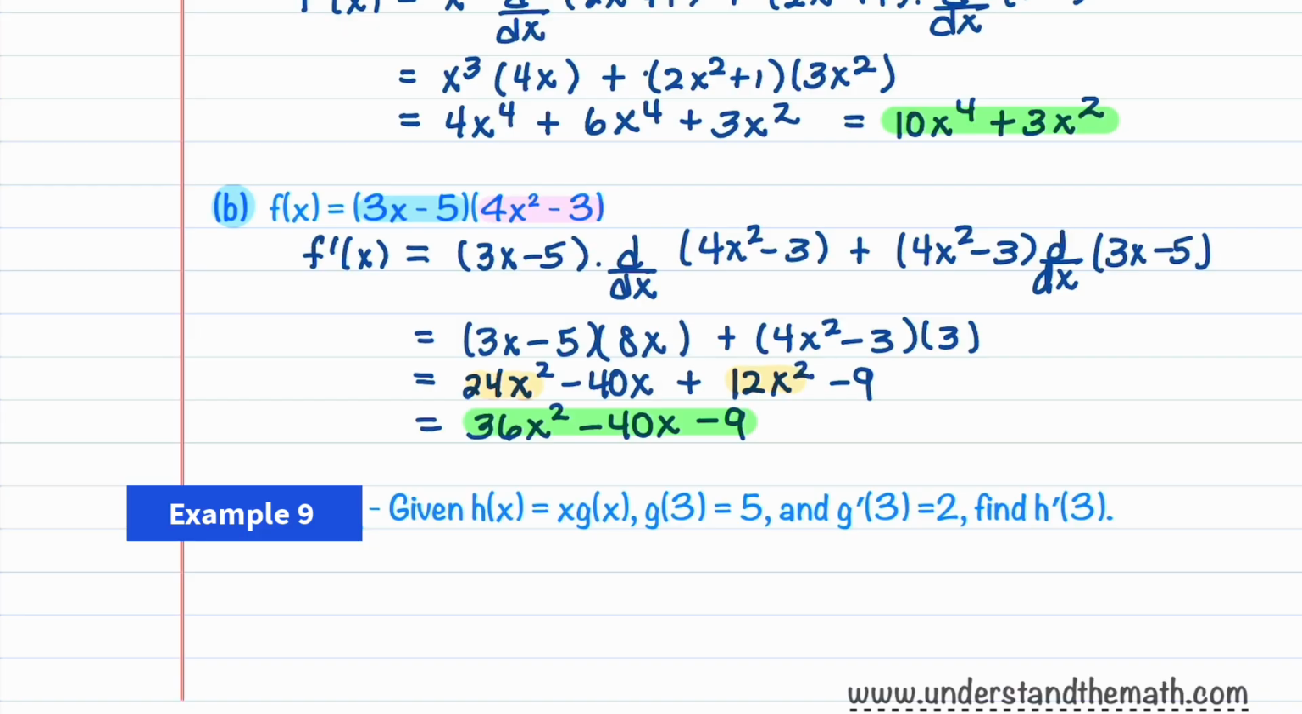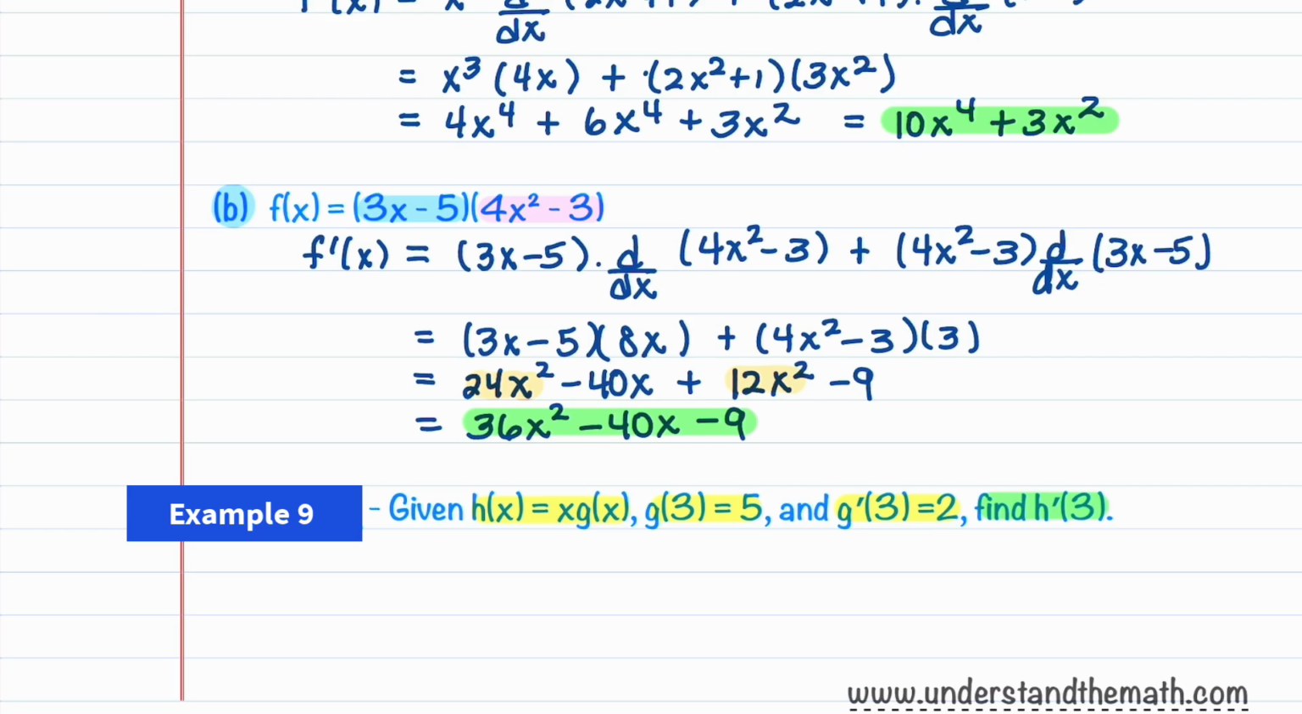Let's now look at our second example. In this example, we are given h of x is equal to x times g of x. We're given that g of 3 is equal to 5, and that the derivative of g at the point 3 is equal to 2. We are then asked to find h prime of 3.